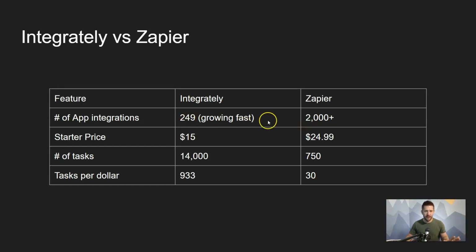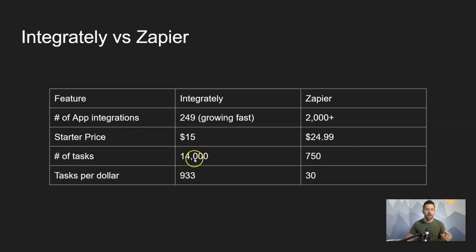So 249 right now, and Zapier, it says over 2,000, but not every integration is created equal. Some don't work as well as others. So as long as it has what you need, it's good to go. Starter price, they both have free tiers, but they're pretty much worthless. Like you can barely do anything on the free tier. So with Integrately, you can get started at $15 per month, and Zapier is $24.99 per month.